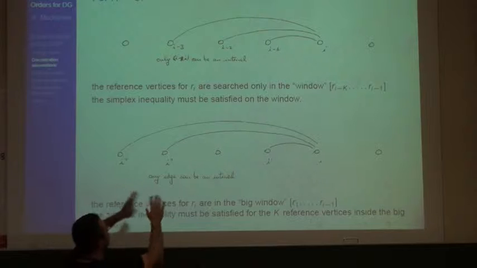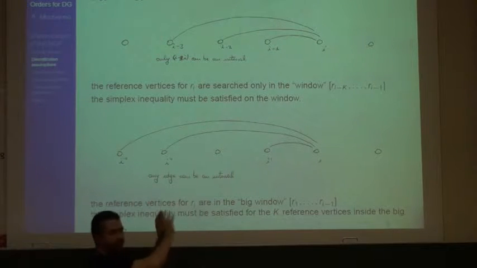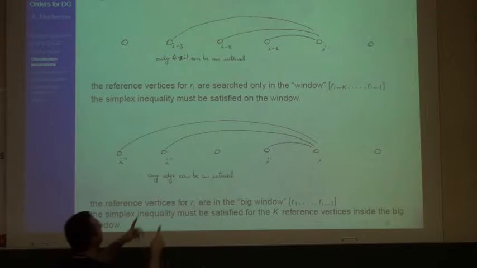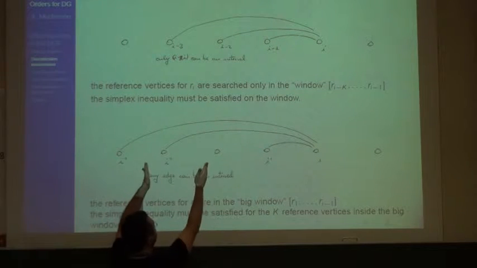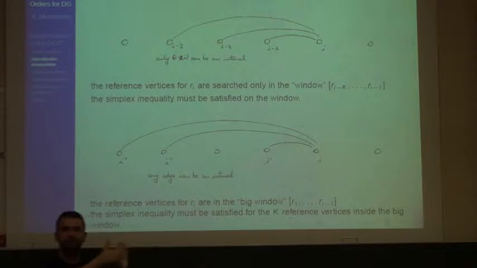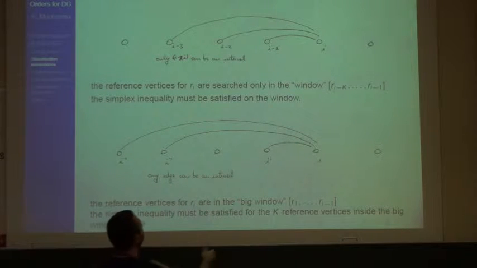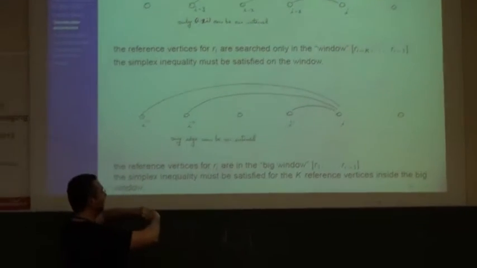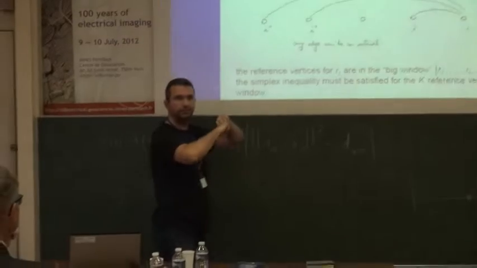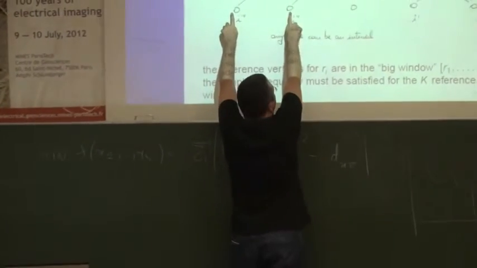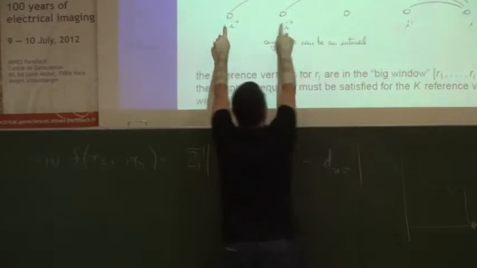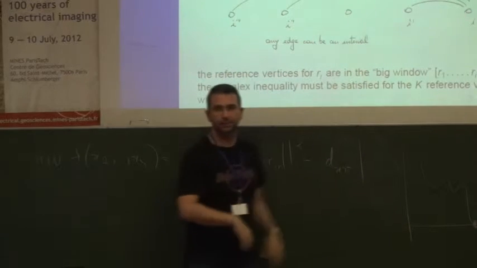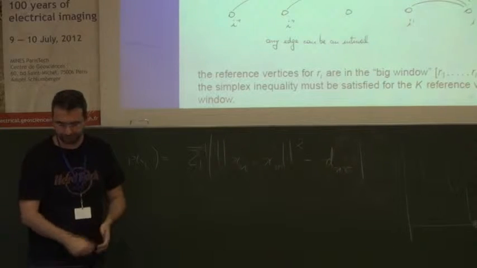In this case, the simplex inequalities for the reference atoms, in this case the triangular inequality, must be satisfied there. So we have a precise window where the triangular inequality must be satisfied strictly. In the other case, we have more freedom, and so the simplex inequality must be satisfied on the simplex defined by the subset of reference atoms. This atom, for instance, is in the middle here, but it's not considered in the construction of the simplex.